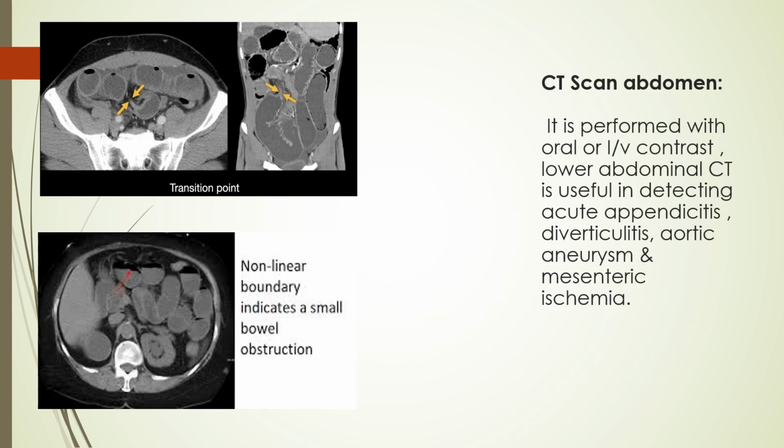Now, if we get a CT scan done, it is performed with the help of oral or IV contrast. As we can see in the picture here, the loops of the bowel are dilated, and we can also see a transition point where the diameter of the bowel changes, indicating any kind of obstruction. Here we can see a non-linear boundary which indicates a small bowel obstruction, like we discussed about the air fluid levels in which there was a linear boundary.